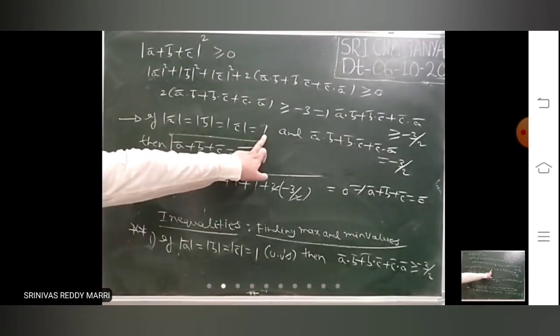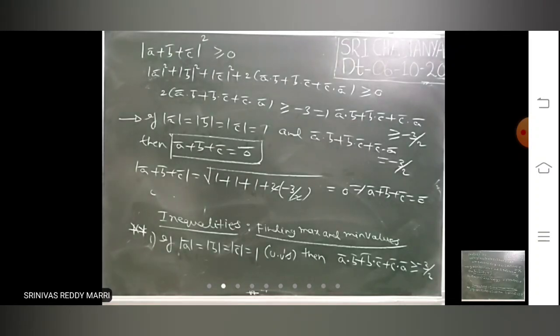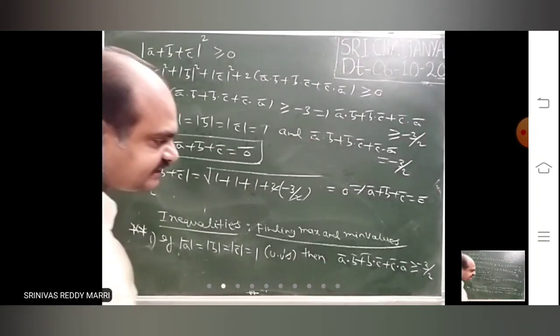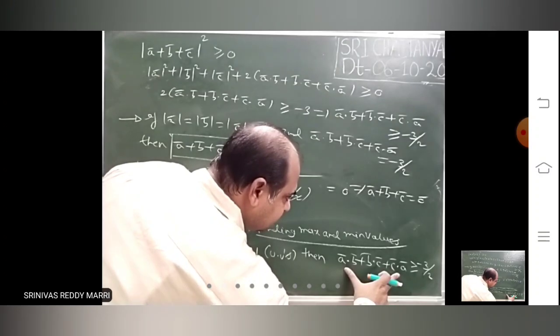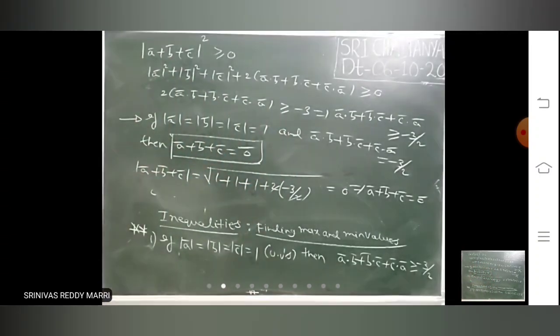Only when these three are unit vectors. Otherwise this will not come. So whenever maximum and minimum value is asked, you use this greater than or equal to −3/2, when unit vectors are given. Look at the models, how they will be.